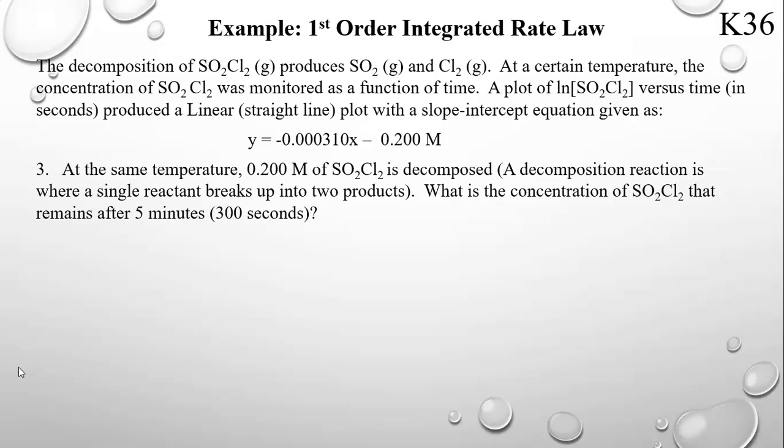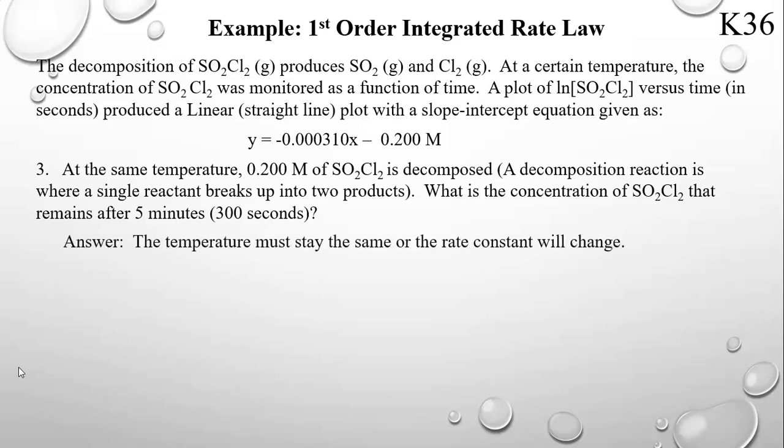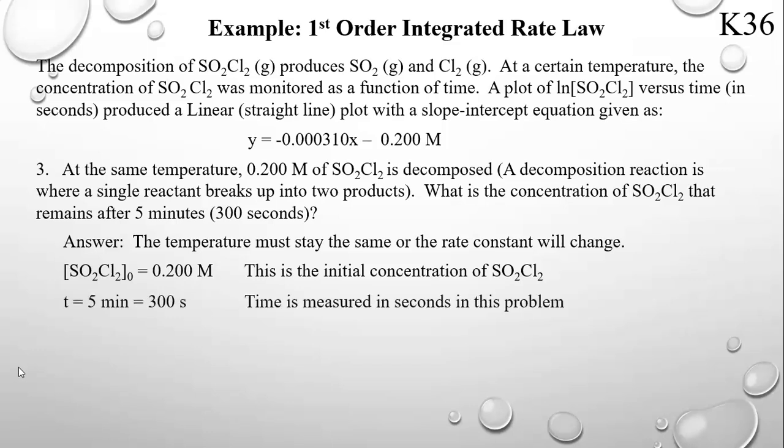So what do we do? Well, what we do is we simply plug in the number. Answer, the temperature must stay the same or the rate constant will change. That's what I just mentioned. So the initial concentration of SO2Cl2, you notice the little zero there after the square bracket means that it's initial concentration. The zero means at time equals 0, when you're just starting your stopwatch. That's what the concentration is at the beginning of the problem. This is the initial concentration of SO2Cl2. t equals 5 minutes, which equals 300 seconds. Time is measured in seconds in this problem, so you need to make that conversion.